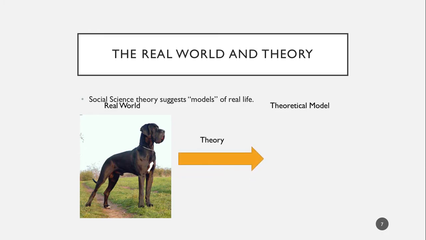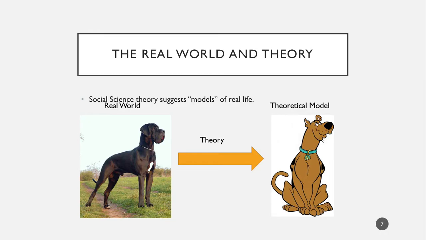So something to keep in mind is that the theory does not perfectly represent the real world. So if this is the real world, this is our theory. So there are some differences. It's not a perfect replica. There are a lot of good theories that get really, really close to what is actually happening, but they're still not perfect. It's hard to explain every single case. Theories oftentimes represent broad patterns.